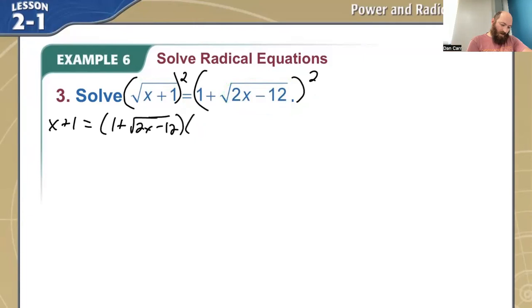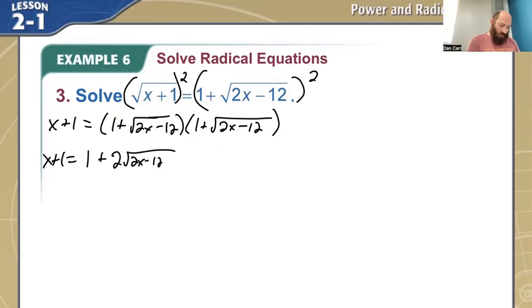Minus 12 and 1 plus the square root of 2x minus 12. So here, again, I'm going to distribute. It's going to look weird, but I'm going to take 1 times 1, 1 times this radical, this radical times 1, and this radical times that radical. So when I do that, we got 1 times 1 is 1. I'm going to get 2 of the square root 2x minus 12s. One is going to come from 1 times this and this times 1, add them together.